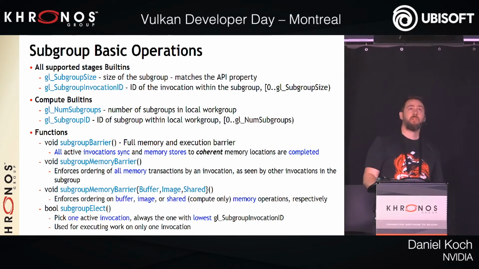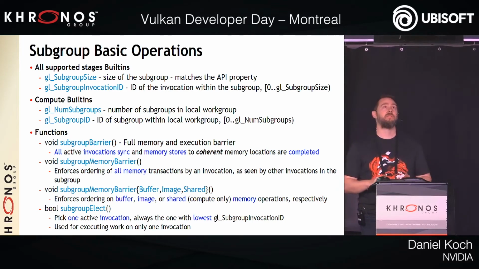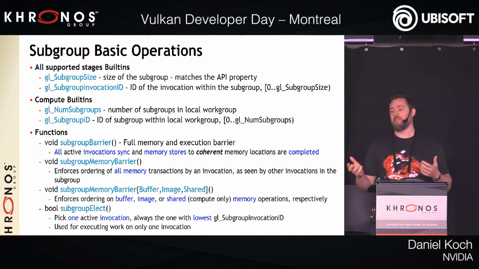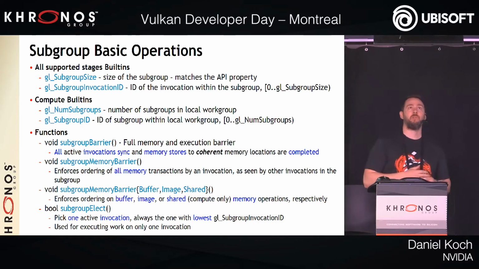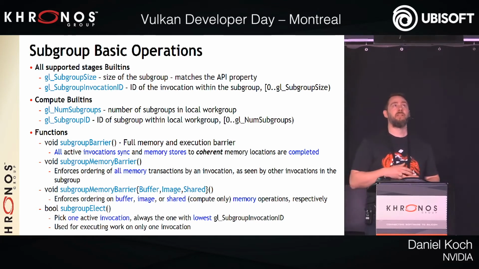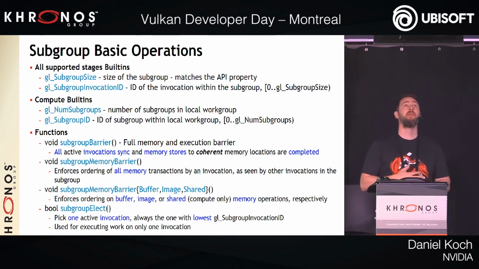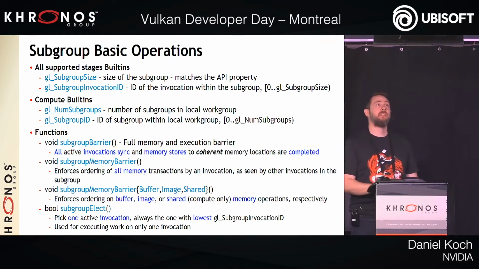There's some finer grained ones. There's subgroup memory barrier that basically orders all the memory transactions, so all memory types. That includes buffer, image, and shared. And then finally there's individual ones for different memory types, so you can synchronize based on which types of memory access. If you're only caring about shared memory, you can use subgroup memory barrier shared. If you only care about buffer memory, you use the buffer one. So the memory barrier ones don't fully synchronize, but they synchronize the memory accesses, to make sure that if one invocation has written out to the memory, others will be able to see that memory as it's changed.